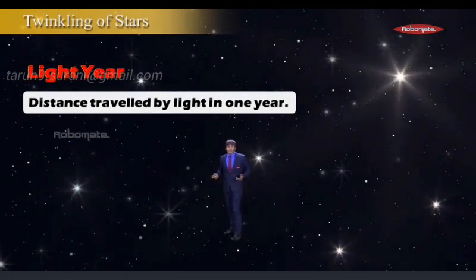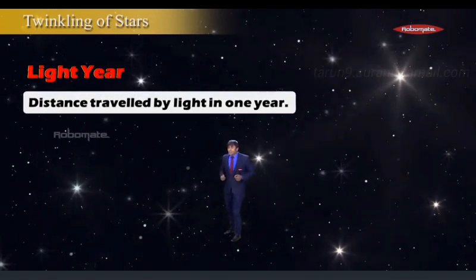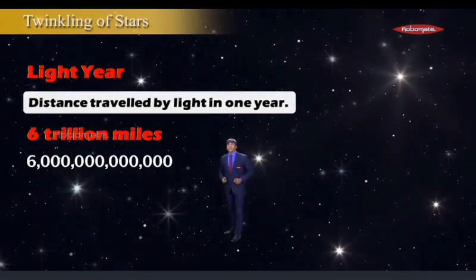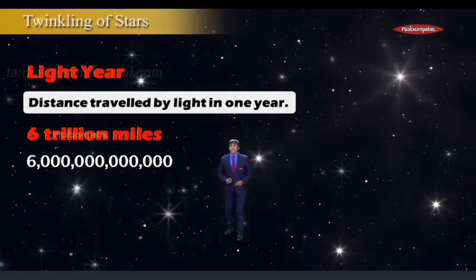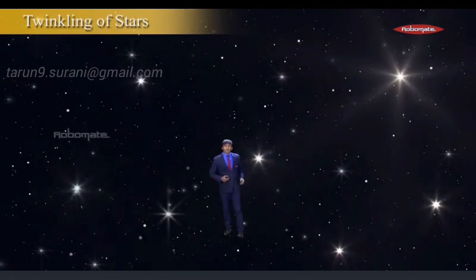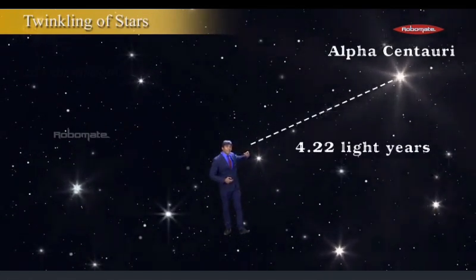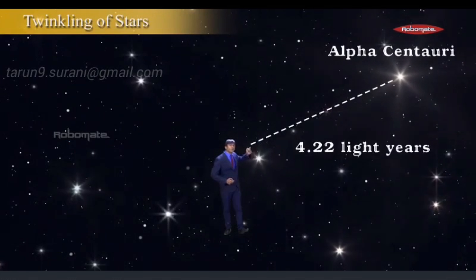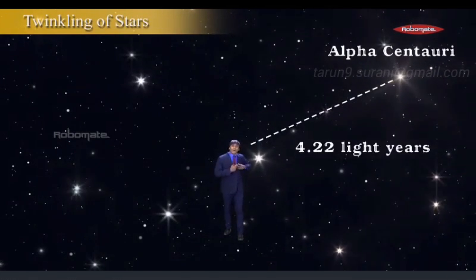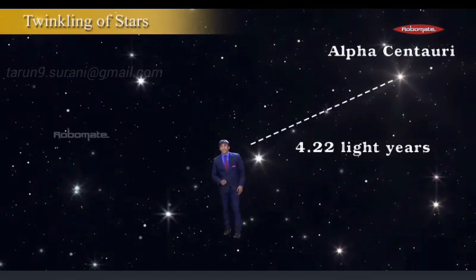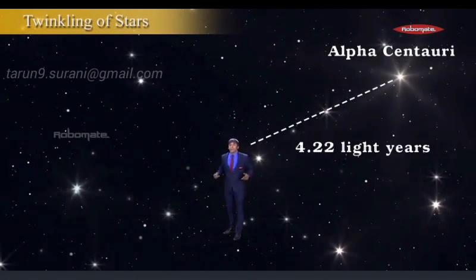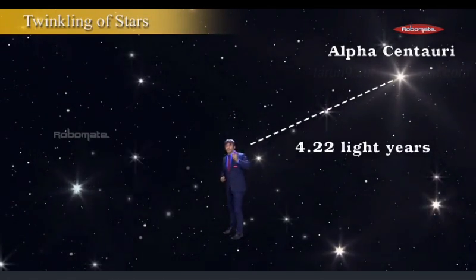Now can you imagine? Light is so fast. The distance traveled by light in 1 year is 6 trillion miles. Let's take an example of the closest star. The closest star is Alpha Centauri. And this closest star, Alpha Centauri, is at a distance of 4.22 light years. So you can imagine how far the closest star is from us. And as the stars are very far away, they are considered as a point source of light.